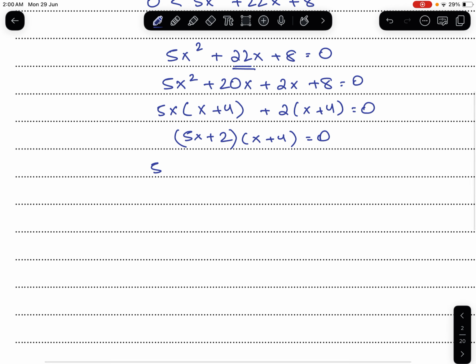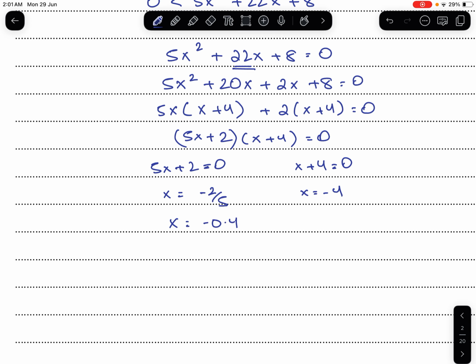Now if we equate these to 0 separately, we're going to get x plus 4 equals 0, and making x the subject, we'll get minus 2 over 5 and minus 4. So this would be in decimals minus 0.4.